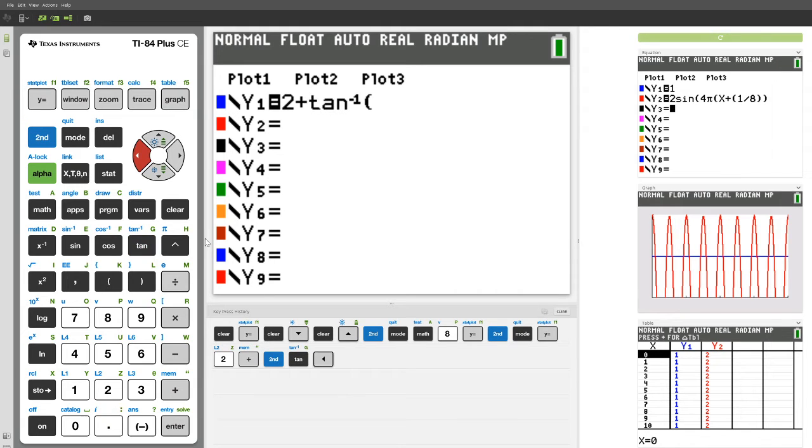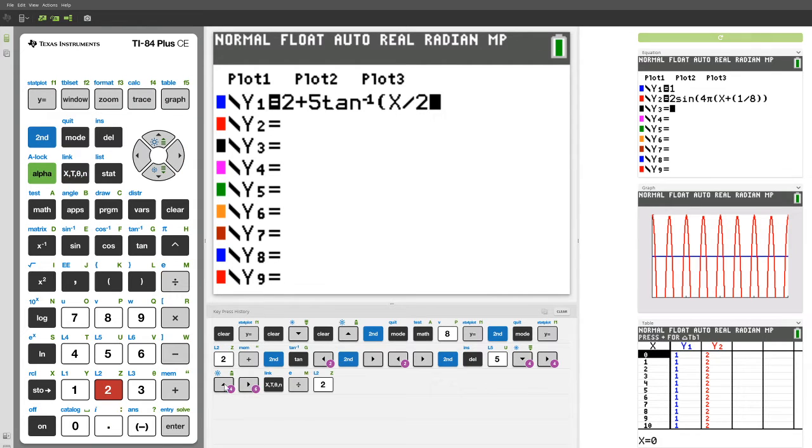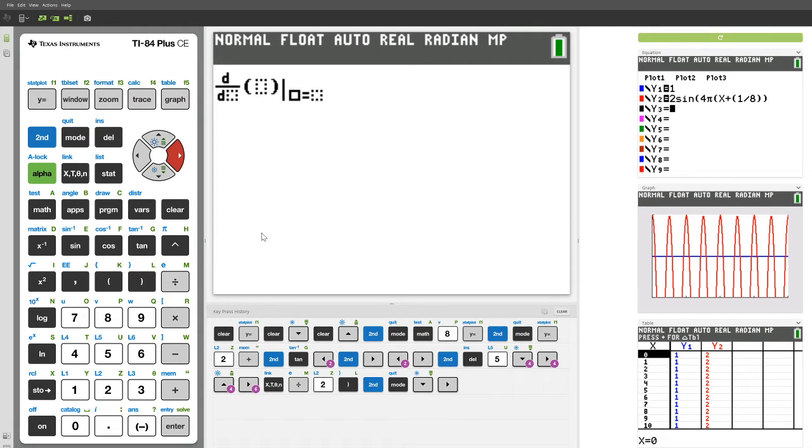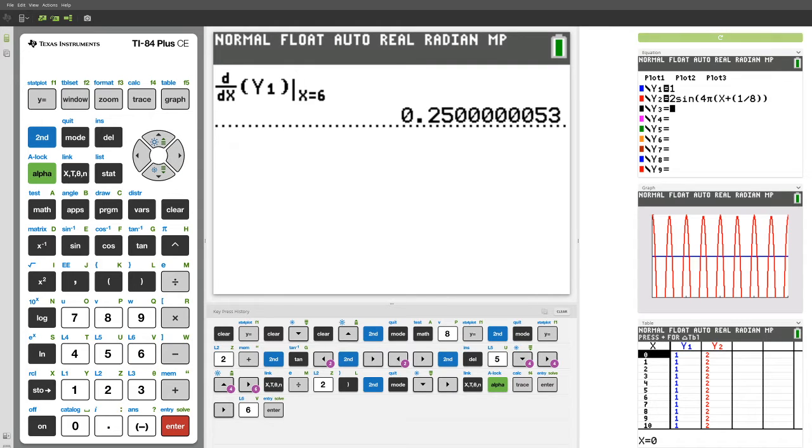2 arctan 5, x over 2. And you plug in 2 or 6 for x. No, we don't plug anything in. We just need that in our y1. We go back, and now we're going to put things into our derivative. Alpha y equals. Oh, I meant there, because y1 I already have. Okay, then yes, we are entering 6. Hey, look at that. The calculator did all the work for me. I did nothing.